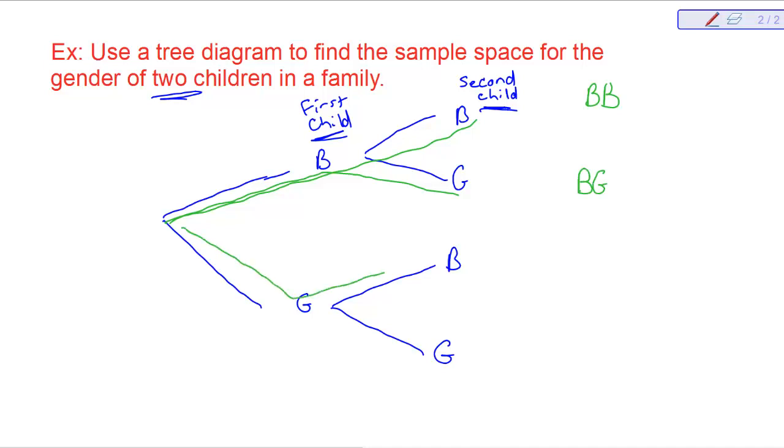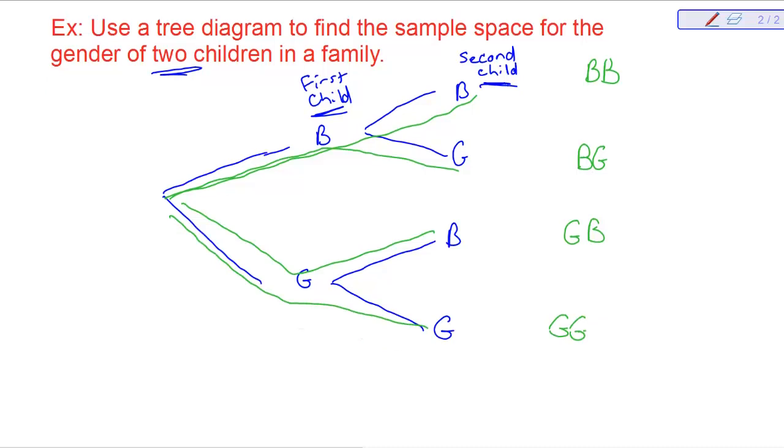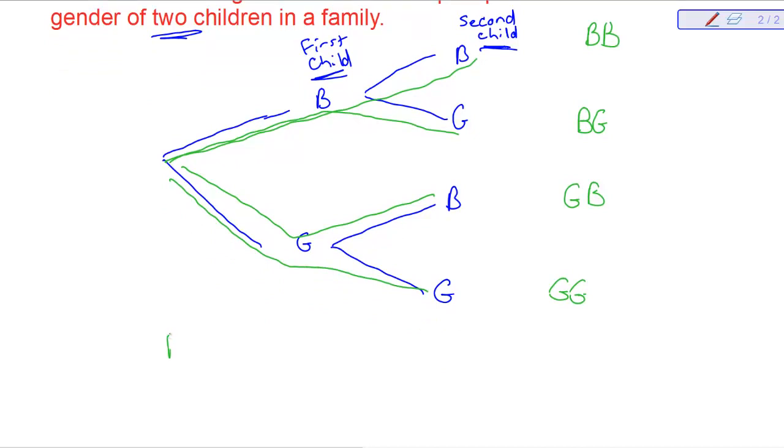It can be a girl, then a boy. Or it could be a girl and a girl. So my sample space for two children is boy boy, boy girl, girl boy, and girl girl. So this is my sample space.